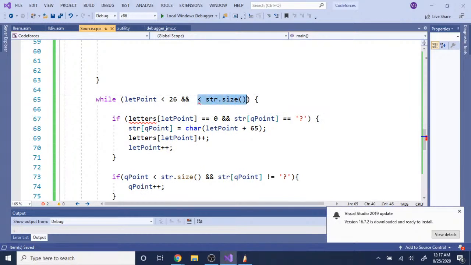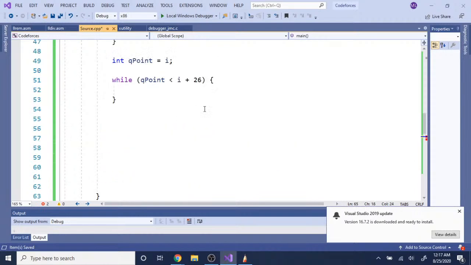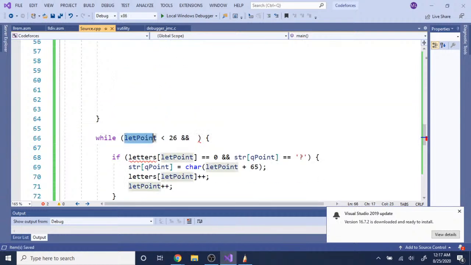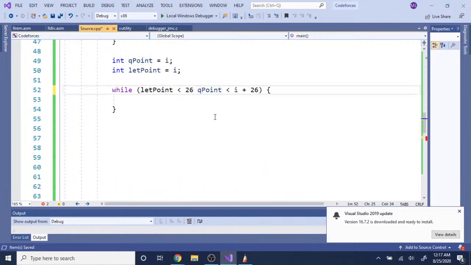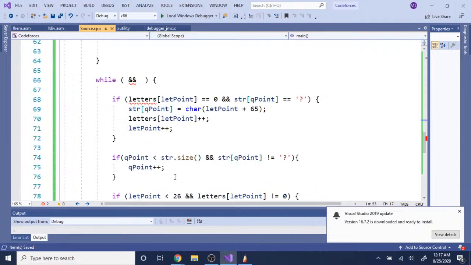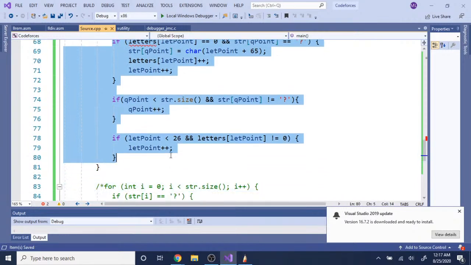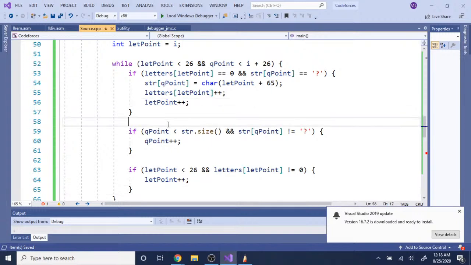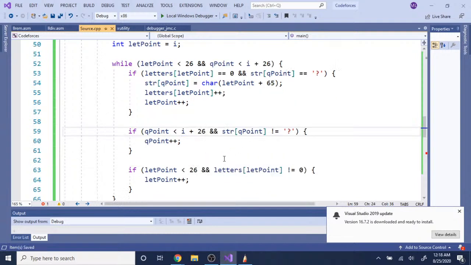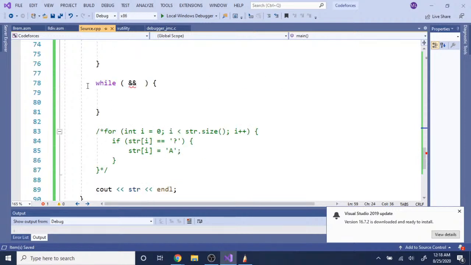So that does this, but then we also need to use a letter pointer. So we have to use this again. Letter pointer is going to equal I also, so it's going to start at that. So we do the same thing, but letter pointer is less than 26, because letter pointer is going through the 26 letters of the alphabet. That's what letter pointer is doing. We do the same thing as this, so that would fill this part up. Instead of str.size, we do I plus 26. Question mark pointer, okay. So that's what that does. This should work now.